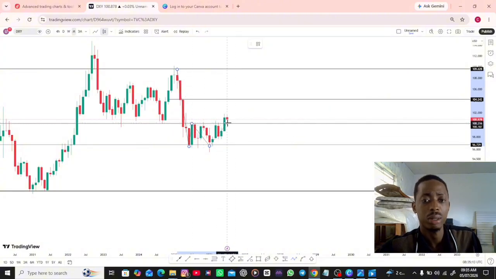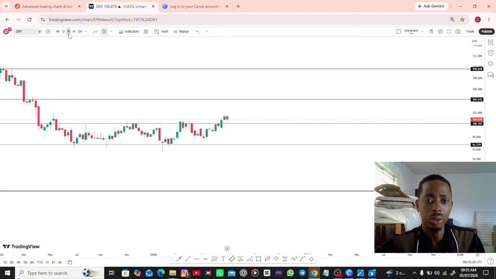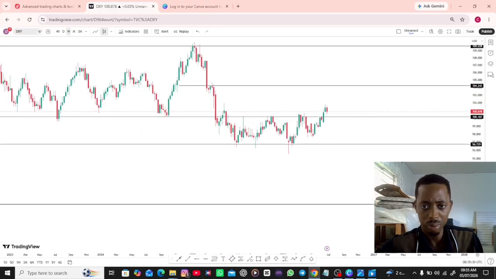We are now breaking from this level, giving me a pattern that after this consolidation around this level, finally last month, being June, we broke out. And you know what breakout means. So let me go down to the weekly time frame.